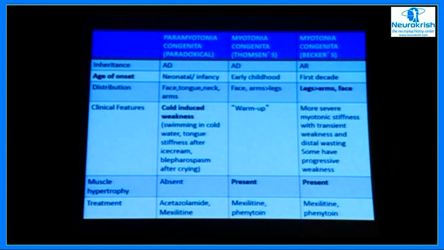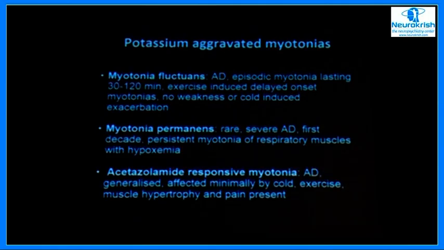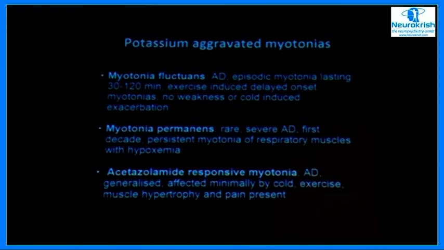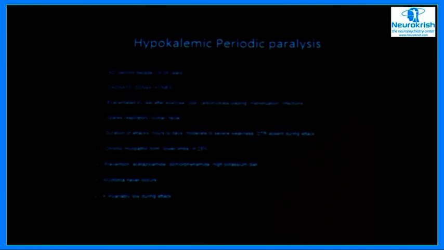Myotonia congenita, the Becker's type is an early onset autosomal recessive. The weakness is more, and they respond to mexiletine and phenytoin. People even try steroids in them. Next one is potassium aggravated myotonias. They've got myotonia fluctuans, myotonia permanens, and acetazolamide responsive myotonia.